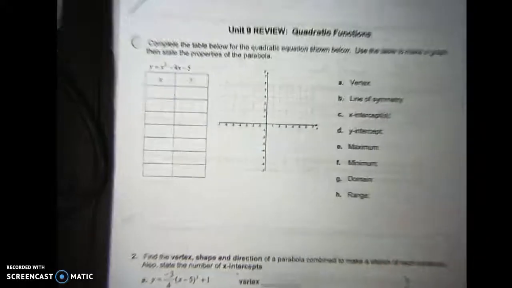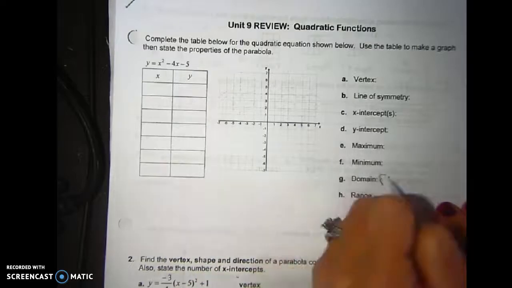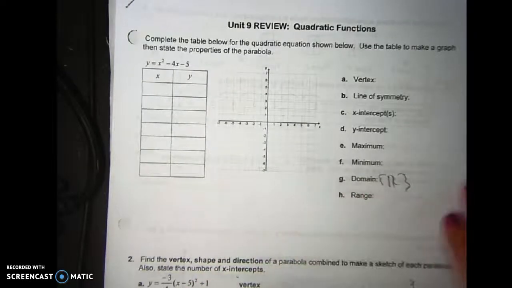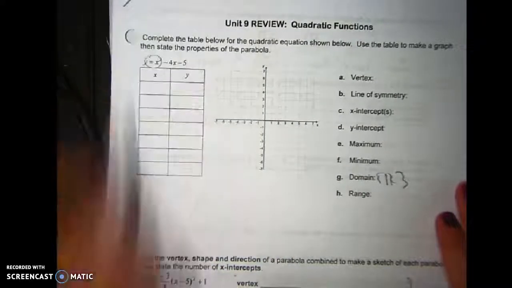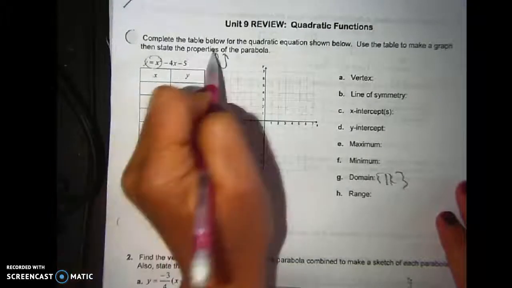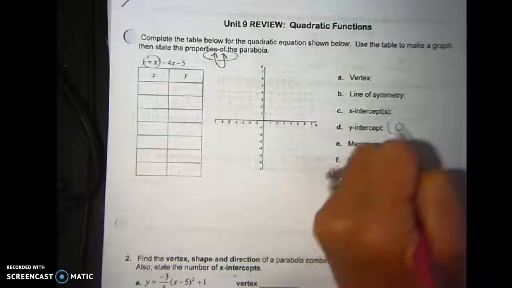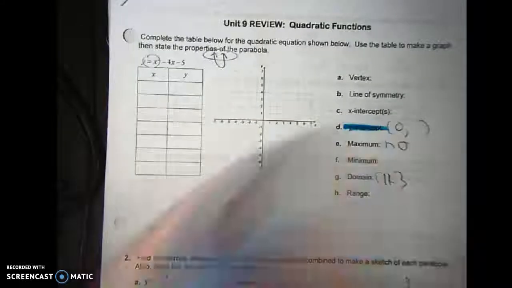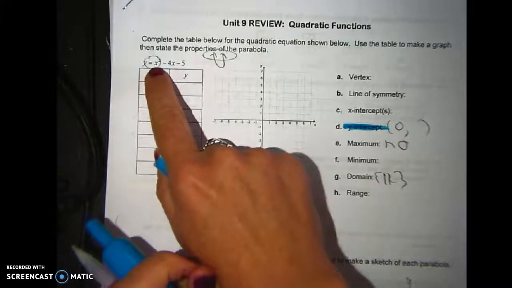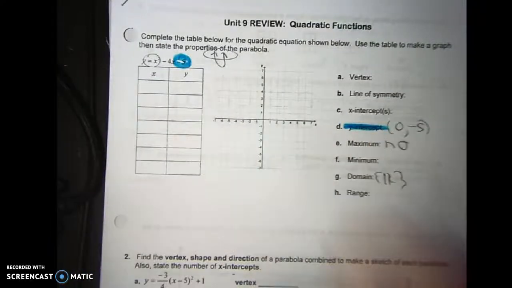So first thing that I would do is the domain, all real numbers. I didn't say if it goes up or down, but I know it goes up. So as soon as I know it goes up, that means there is no maximum. Why not do things I'm good at? I know the y-intercept starts with a 0. I also remember that when I plug in 0, boom, -5. Why not do things I'm good at first?